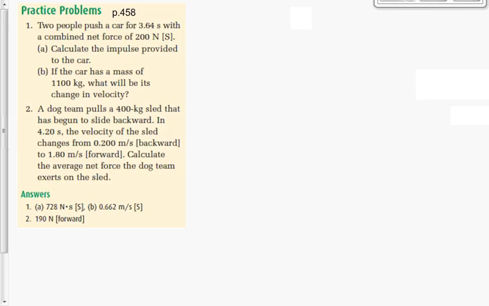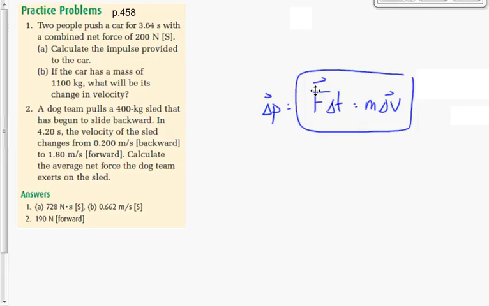On the data sheet, we're going to look for an equation for impulse. It looks like this: F times delta T is equal to M times delta V. I put a J in front of it. That's not the technical symbol for impulse, but that's the symbol I use for impulse. Again, it's not going to be on the data sheet.